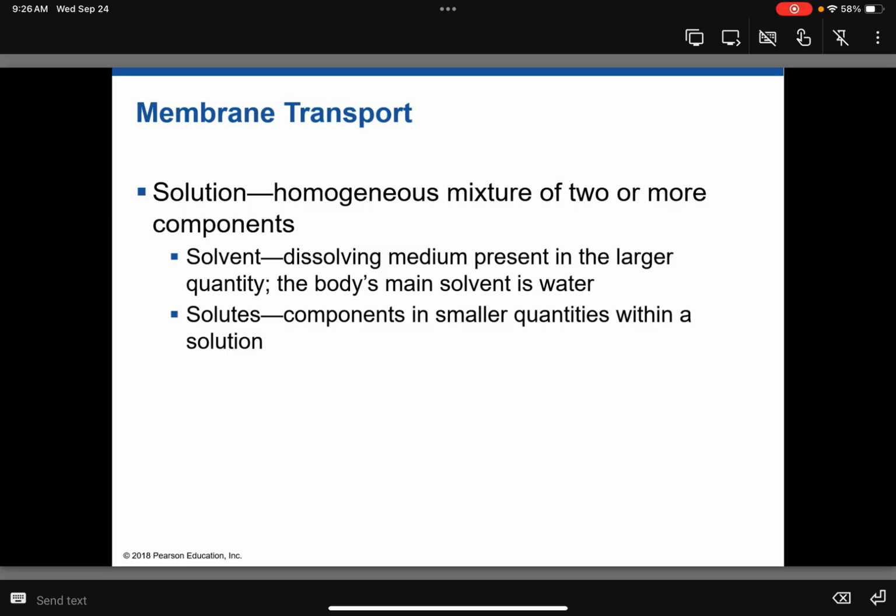And that includes things in the human body, things that we consume, things that must be dissolved in water in order for them to be transported around the body, and in order for them to go through chemical processes in order to create things that our body needs, or to get rid of things that are waste products. And then the thing that is dissolved in the solvent is the solute. Components in smaller quantities within a solution. So if we had a solution of salt water, water being the solvent, salt being the solute.